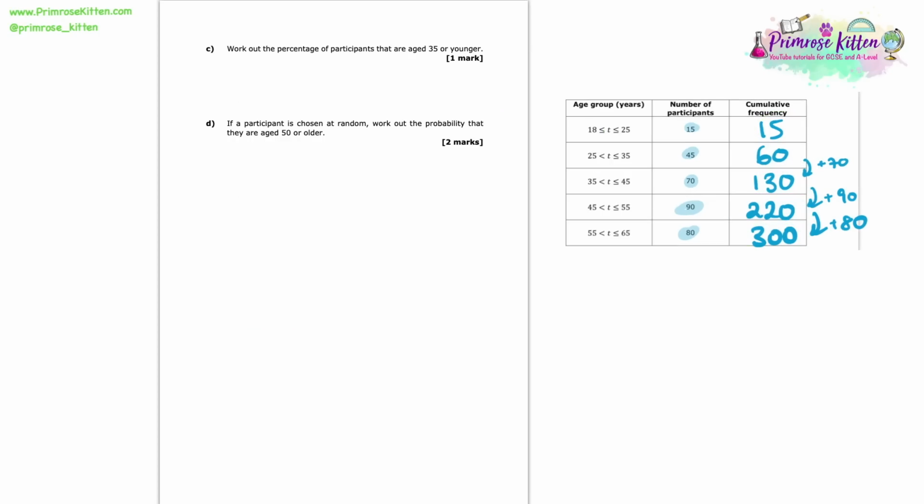Here we're asked to work out the percentage of participants that are aged 35 or younger. So let's have a look at the table here. I can see that up to 35, we have 60 people. We can either look at our cumulative frequency, or we could add up the 15 plus the 45 again. So we know we have 60 people who are 35 or younger, and we also know that we have 300 people in total. So that means that we have 60 people out of 300.